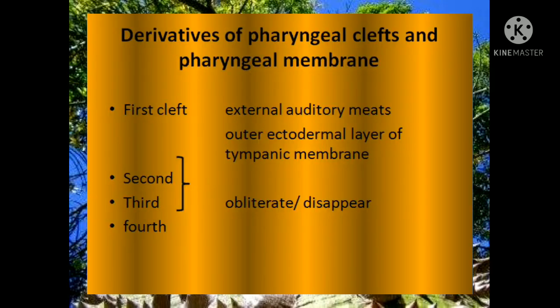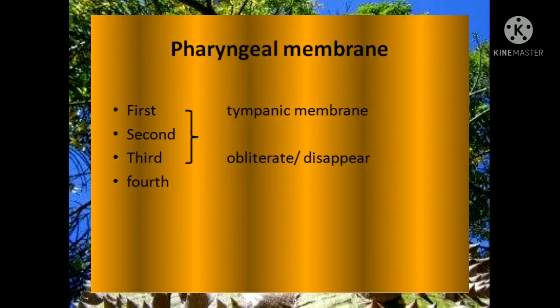Derivatives of pharyngeal clefts and pharyngeal membrane. From the first cleft, the external auditory meatus and the outer ectodermal layer of the tympanic membrane develop. The second, third, and fourth clefts are obliterated or disappear. From the first pharyngeal membrane, the tympanic membrane develops, and the second, third, and fourth are obliterated or disappear.